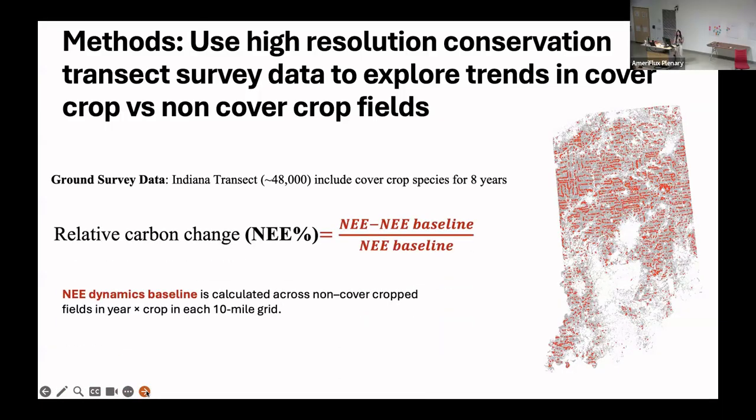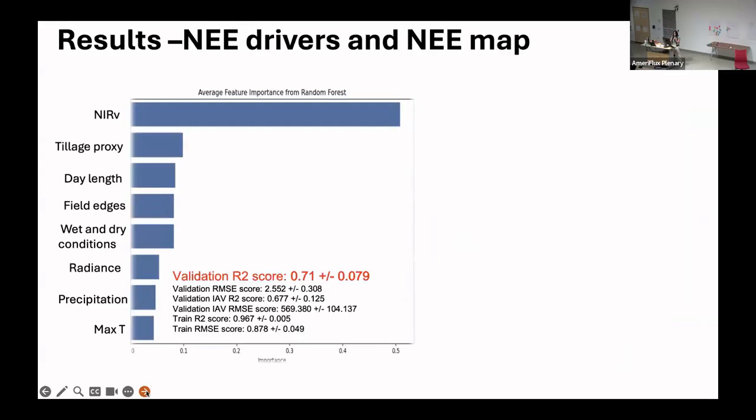So we calculate the relative carbon change using NEE minus NEE baseline, divided by NEE baseline. I think the baseline is always important when you're trying to evaluate any practices. Here, because we have the rich data, we calculated a dynamic NEE baseline, so we can account for the year and also the cash crop in each 10-mile grid, which is really great.